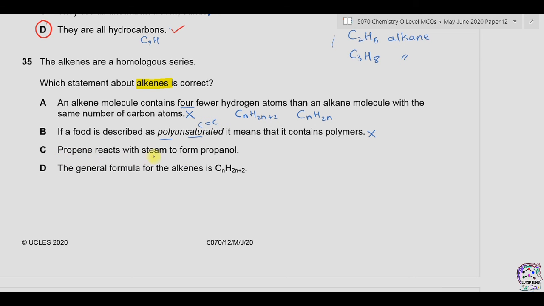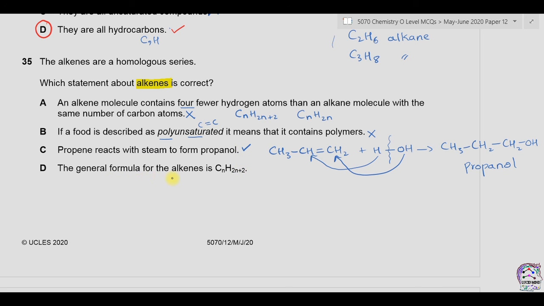C. Propene reacts with steam to form propanol. We can write the chemical equation for this. This is propene, and propene reacts with steam. Steam consists of hydrogen and hydroxide. Therefore 1 H combines with one carbon atom and OH combines with another carbon atom. So it becomes CH3, CH2, CH2OH. In this product there are 3 carbon atoms and one OH group is attached, so therefore it is propanol. So therefore C is correct.